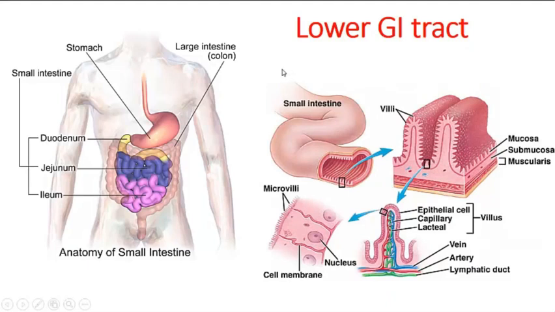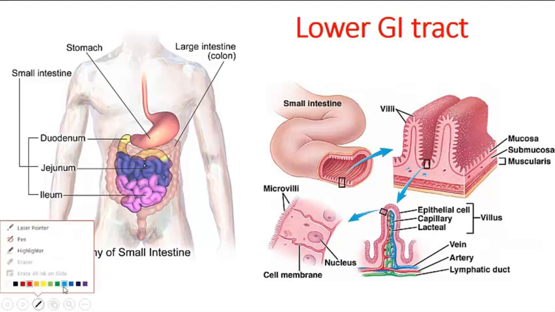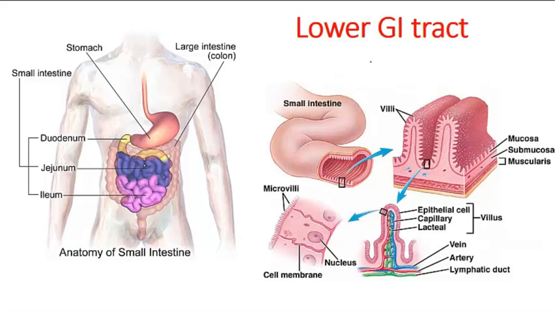Now the second part of the gastrointestinal tract is the lower GI tract, or the lower part of the gastrointestinal tract or alimentary canal. It is mainly composed of 2 different units, one of which we are seeing right now. The first unit is the small intestine, and the second is the large intestine. Pardon the bad handwriting. Small intestine and large intestine.